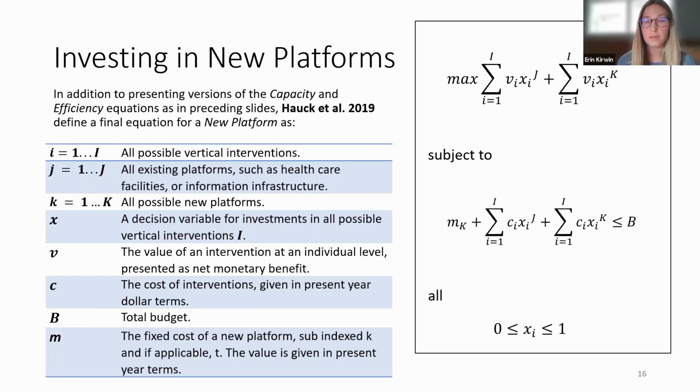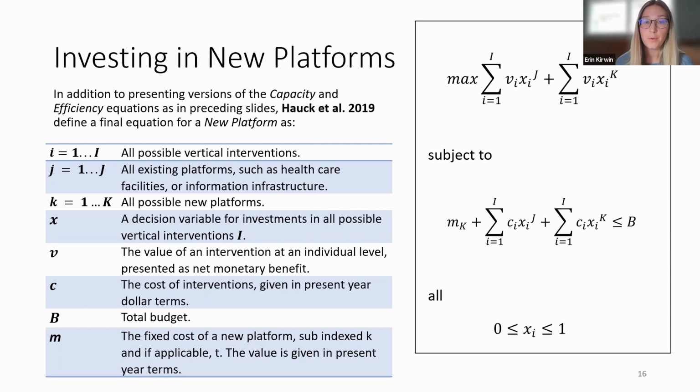And finally, this is the paper that tied everything together. So Hauck et al. define a final equation for a new platform, which is given here. In this equation, J refers to the existing platform and K refers to a new platform. A subset of all possible vertical interventions indexed by I can be provided on each platform, and some interventions may be delivered by both.